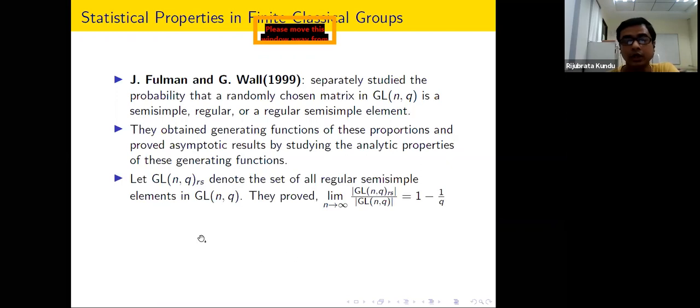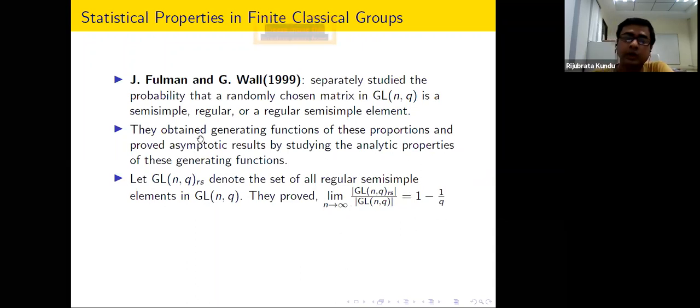To give an example, suppose GLN Q RS denotes the set of all regular semisimple elements in GLN Q. Then they proved that if you fix Q and vary the rank, then the limit as n tends to infinity of the size of GLN Q RS, the number of regular semisimple elements, by the size of the group is equal to 1 minus 1 by Q. It is worth noting that if we fix the rank n and vary Q, then this limit as Q tends to infinity actually goes to 1. And this is not exclusive to GLN; it is true for any finite group of Lie type because of the density property of the regular semisimple elements in finite groups of Lie type. But if you fix Q and vary the rank, then this is how it looks.